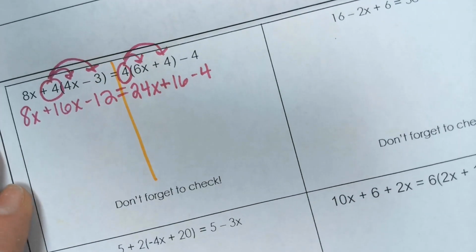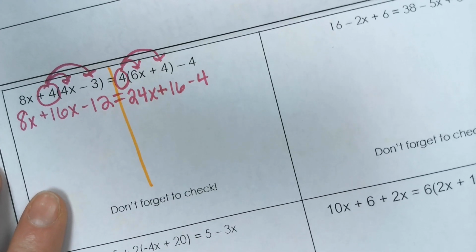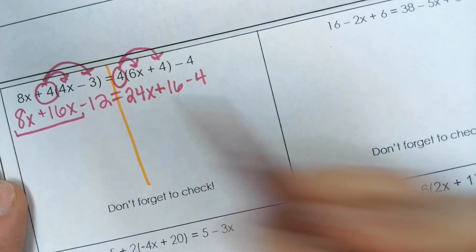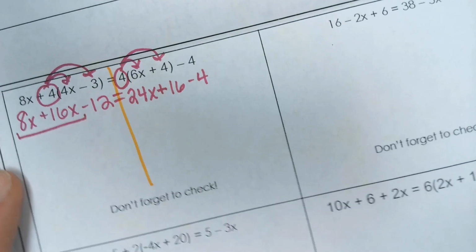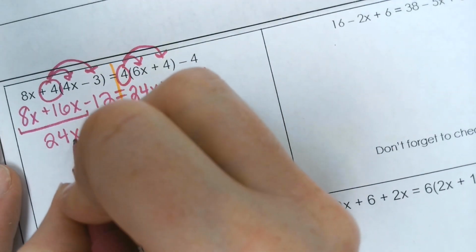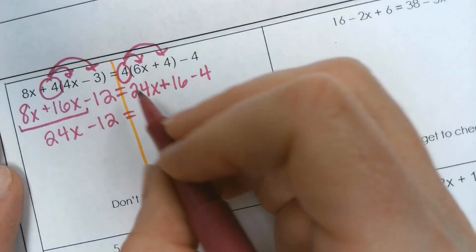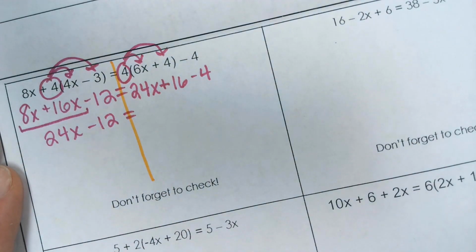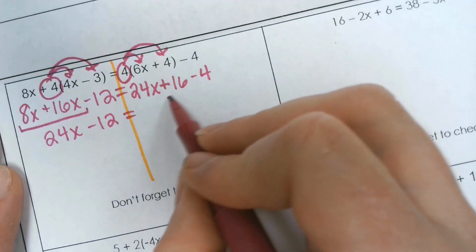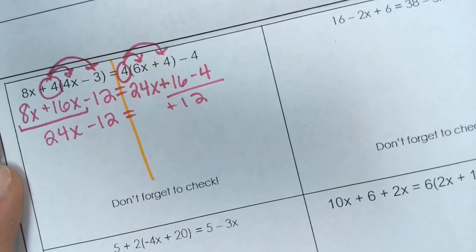All right. Now we're going to combine like terms. So look on the left side. Are there any like terms? Either both x's or both without x's. 8 and 16. What do we get? 8x plus 16x, 24x. Minus 12 equals. What can I combine on the right side? 16 minus 4 is 12. Is it positive or negative? Positive.